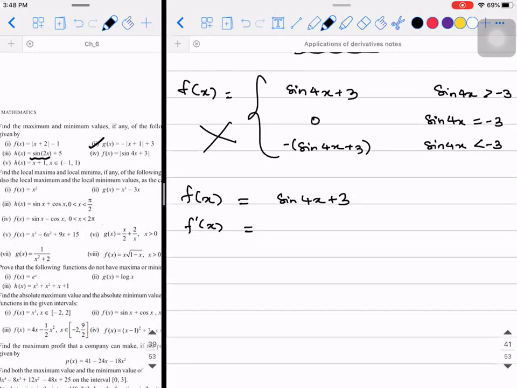Try to get it using calculus. So when you write it like this, you need to write the reason in the exam. Since sine 4x is definitely less than or equal to 1 and greater than or equal to minus 1, sine of 4x plus 3 is greater than or equal to 2, less than or equal to 4. So it is always positive.